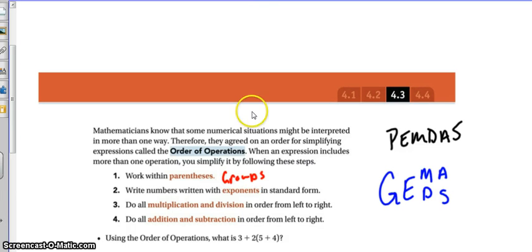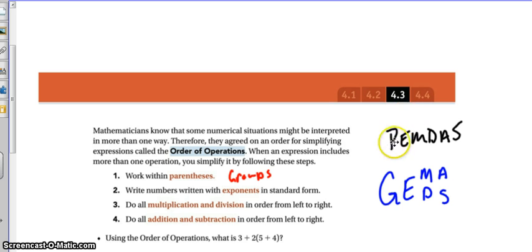Okay, today we are going to talk about the order of operations, and the order of operations helps us solve problems with more than one operation. An operation in math includes addition, subtraction, multiplication, and division, or any combination of those. So what the order of operations does is it gives us the method for how to properly solve a problem.